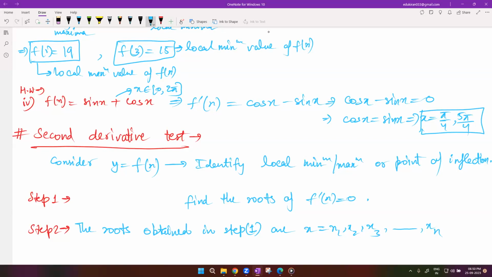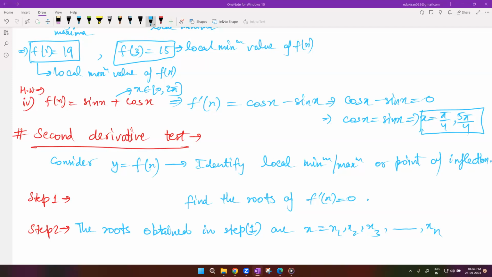So let's say we have an equation y equals f x. We want to identify its points of local maxima and local minima. First, I will differentiate that function. We are discussing the second derivative test right now, and I'll give you an overview of what we have discussed. Let's say we have a function y equals f x, and we want to identify the points of local minima or maxima or point of inflection for this function.